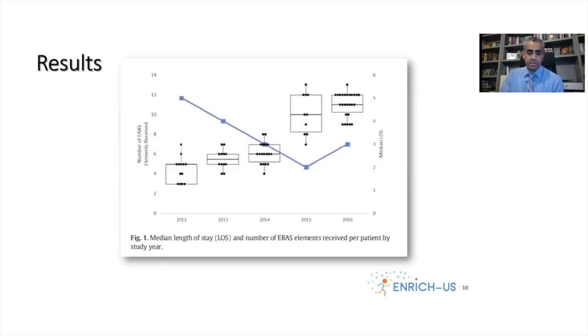Here are our results with time along the x-axis. The y-axis on screen left represents the number of enhanced recovery elements that we were implementing. The box plots represent that. And as you can see, as we transition from 2014 to 2015, we see a jump in the number of elements that were being utilized. At the same time, with the y-axis on the right side of the screen in the blue line, what you see is a decrease in our length of stay from about 5 to 6 days to about 2 to 3 days.